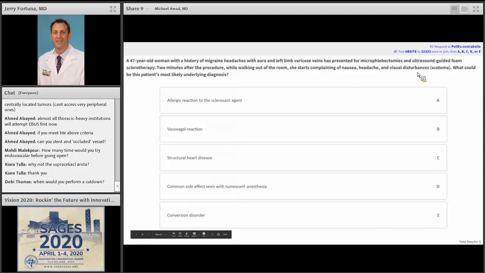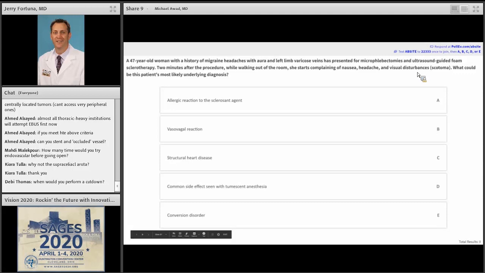A 47-year-old woman with a history of migraine headache with aura and left limb varicose veins has presented for microphlebectomies and ultrasound-guided foam sclerotherapy. 2 minutes after the procedure, while walking out of the room, she starts complaining of nausea, headache, and visual disturbances or scotomas. What could be this patient's most likely underlying diagnosis?